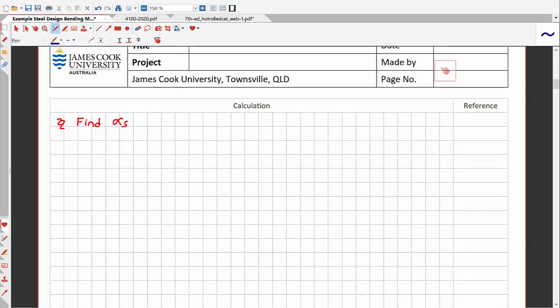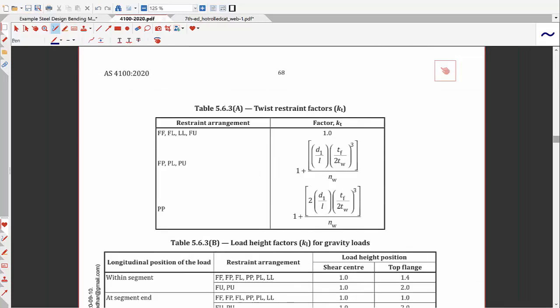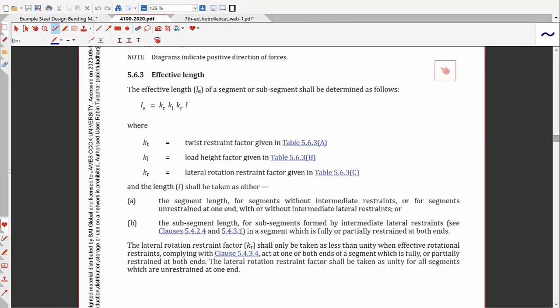Now, to find alpha S, first we have to know the effective length, which is KT multiplied by KL multiplied by KR, multiplied by the length of the beam itself. So let's write it down. This is given in the equation. If you look in AS4100, this is the equation that we have for the effective length. It is in clause 5.6.3.